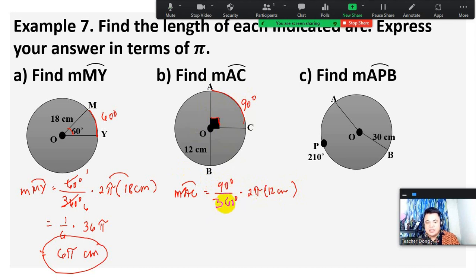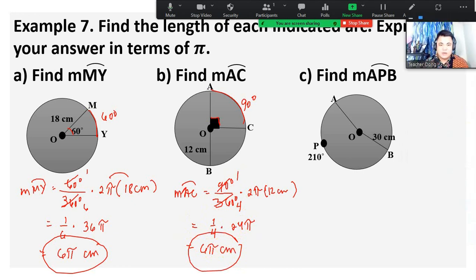Next, simplify this. 90 over 360. The GCF is 90. Divide both by 90. So this will become 1, this will become 4. Then 2 times 12 is 24 pi. And then multiply 24 times 1 over 4, which is 6 pi as well, centimeters. So that's how you solve. Just simply follow the formula.